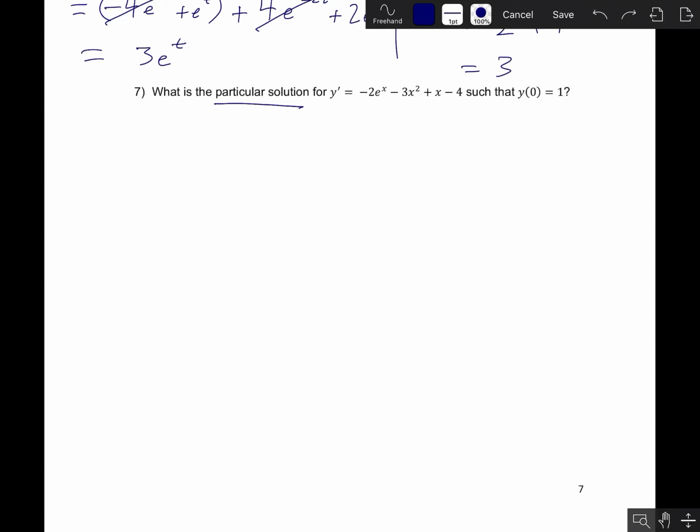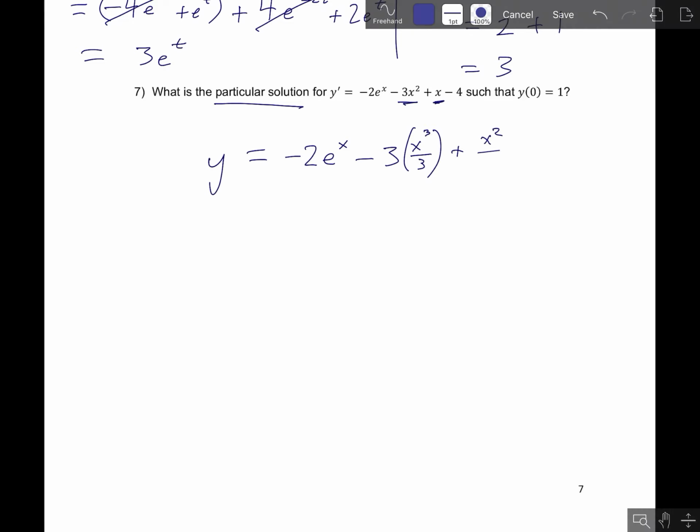Again, our first step is just going to be to take the equation that defines y prime and integrate on both sides. So if I take the antiderivative on both sides, I'll get that y, up to a constant, is negative 2e^x. That's the antiderivative of negative 2e^x. And then minus, if I take the antiderivative of this middle term, I should increment the power by 1 and then divide by the new power.